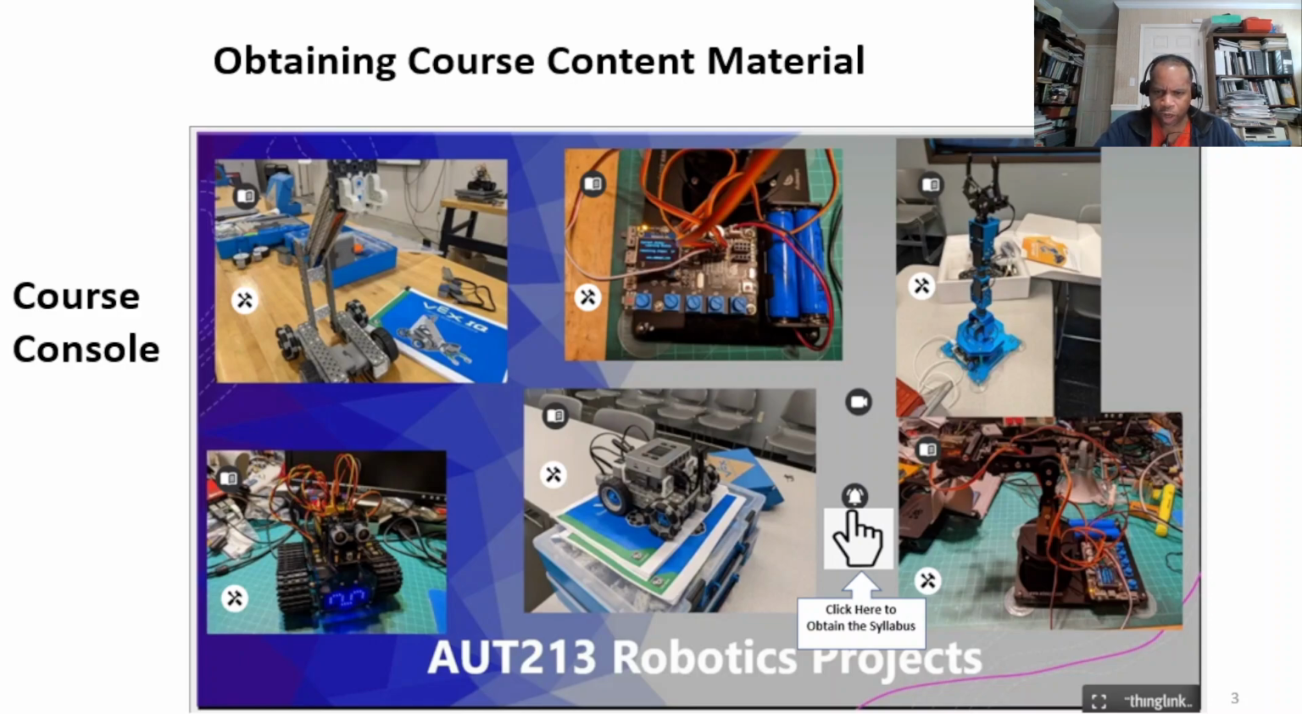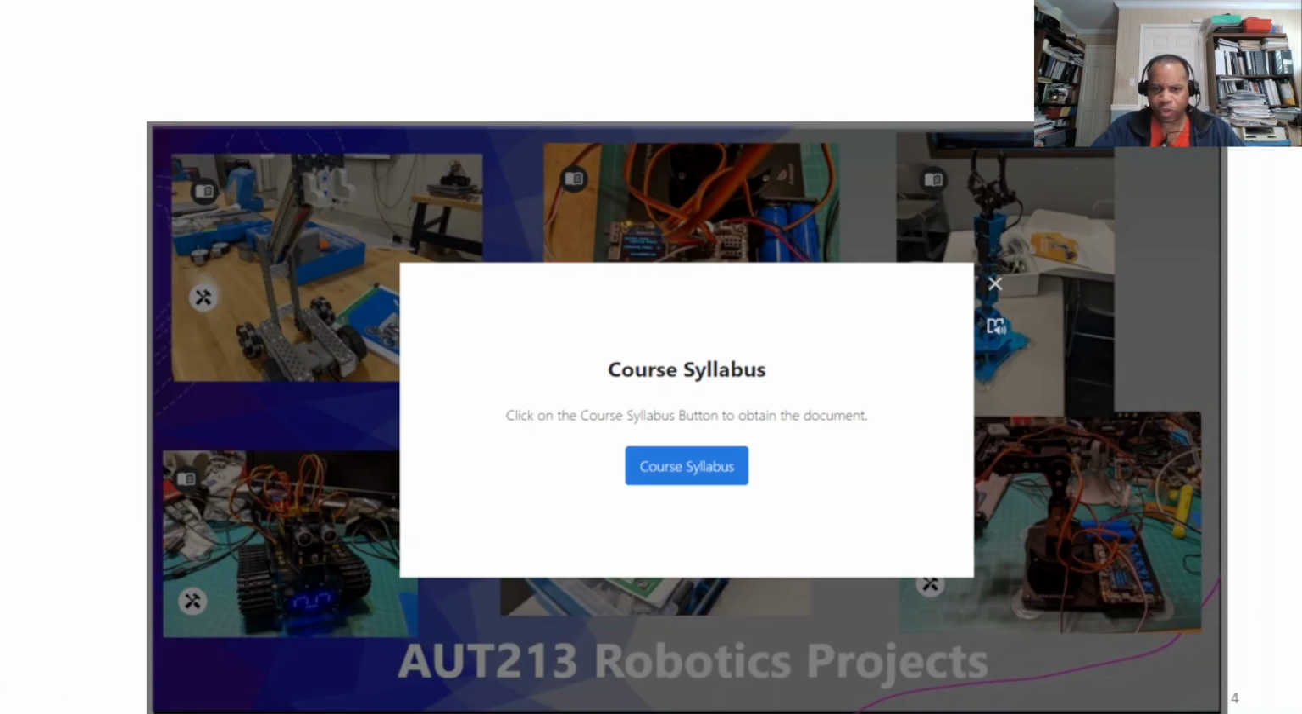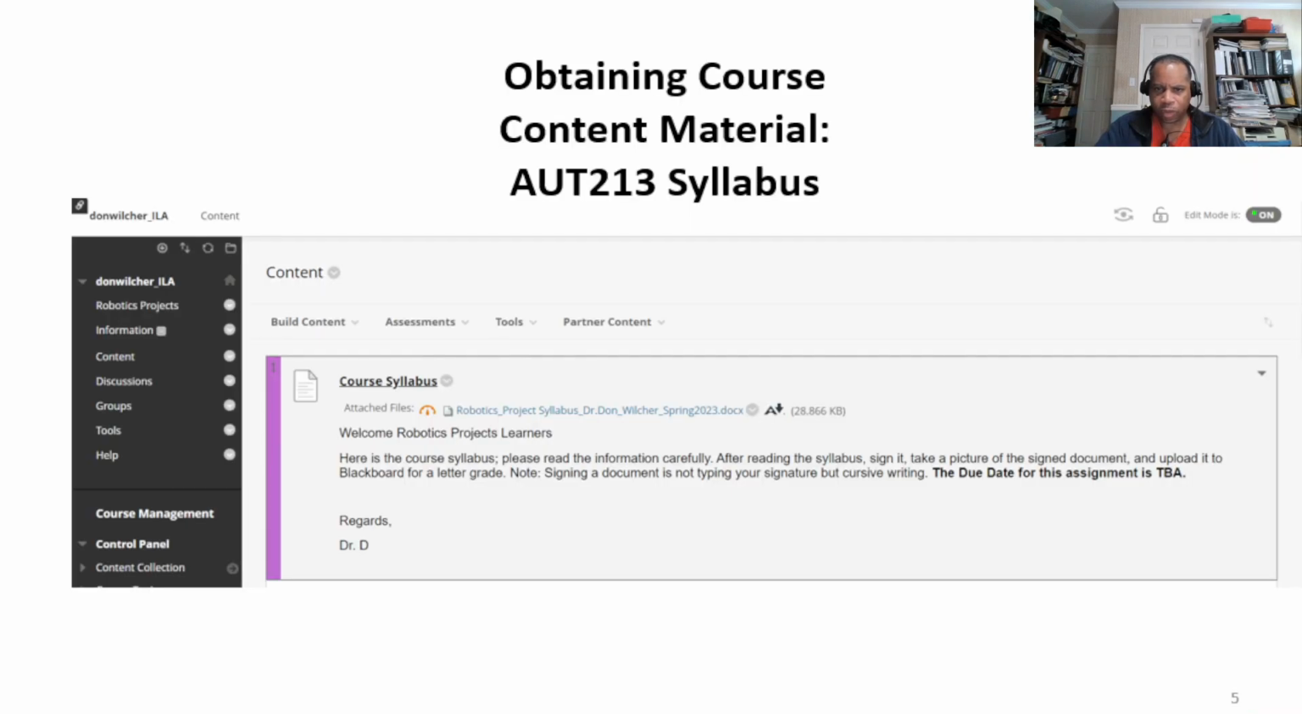You can see one here where they can gain access to the syllabus. When they click on that, a pop-up box will appear on the screen, and they'll click on that blue button, which in this case is the course syllabus. Once they've done that, they get into the actual course syllabus, and you can see the little hyperlink where they can download it.